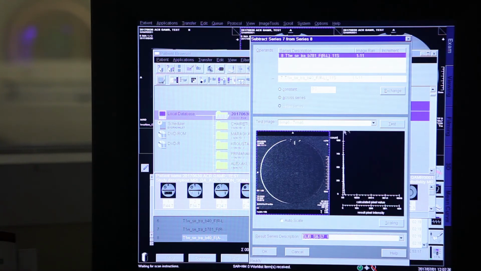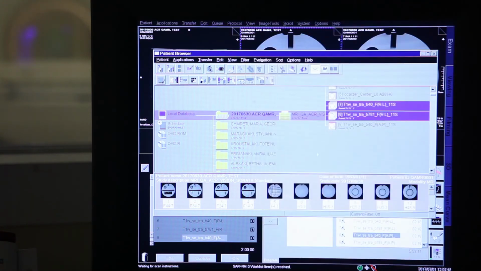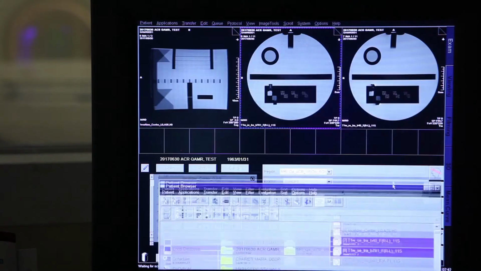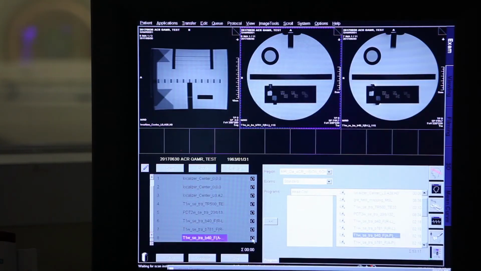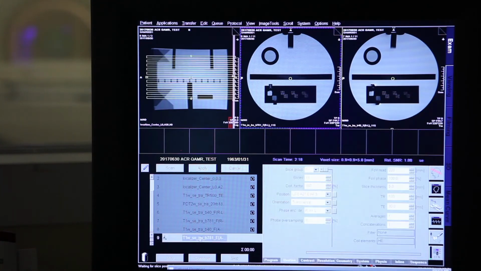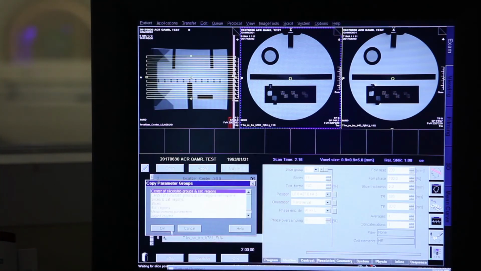I think we need one more sequence to be running now. Yeah, we're going to do it. We have to close it. So we go for the higher bandwidth. Again, we go for the higher bandwidth at the AP direction. You're right. Again, you copy the parameters.